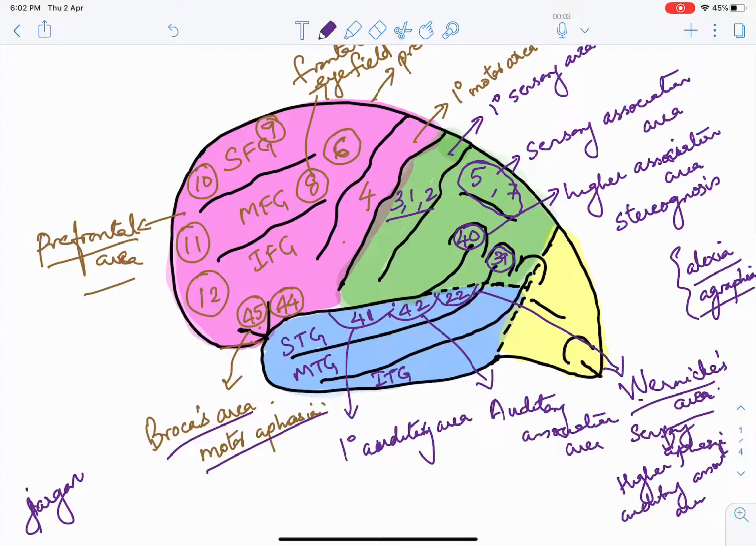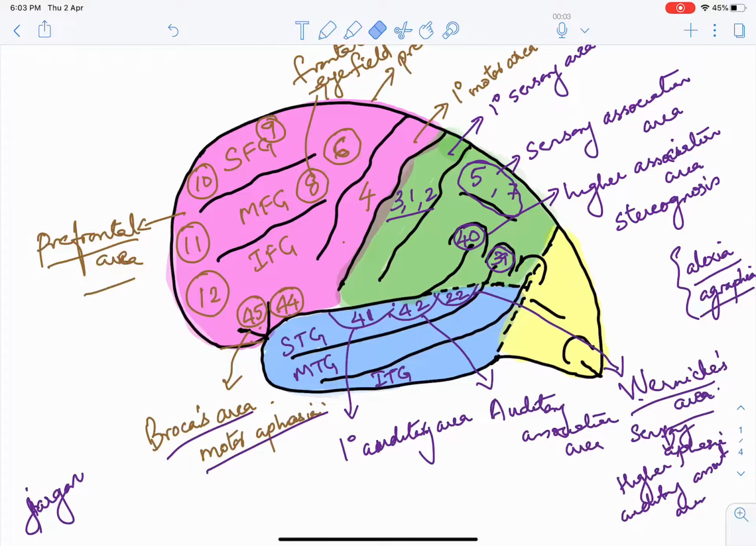So he will speak fluently, but he may use wrong words. He is not able to understand what you are saying, but he is speaking back, all nonsense. So that is Wernicke's area, area number 22. So those are the functional areas in the temporal lobe.